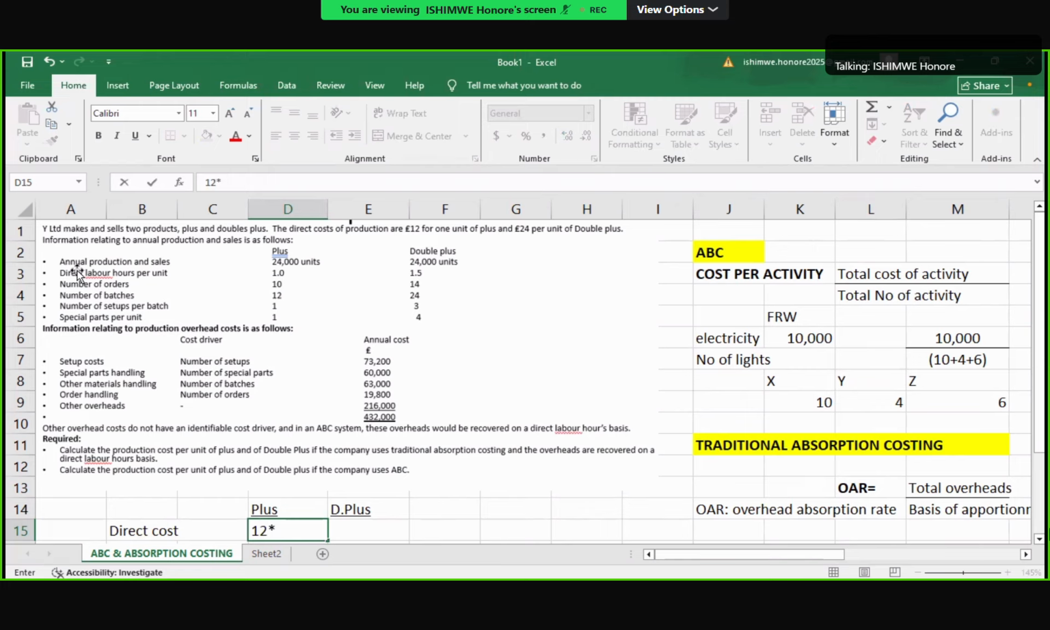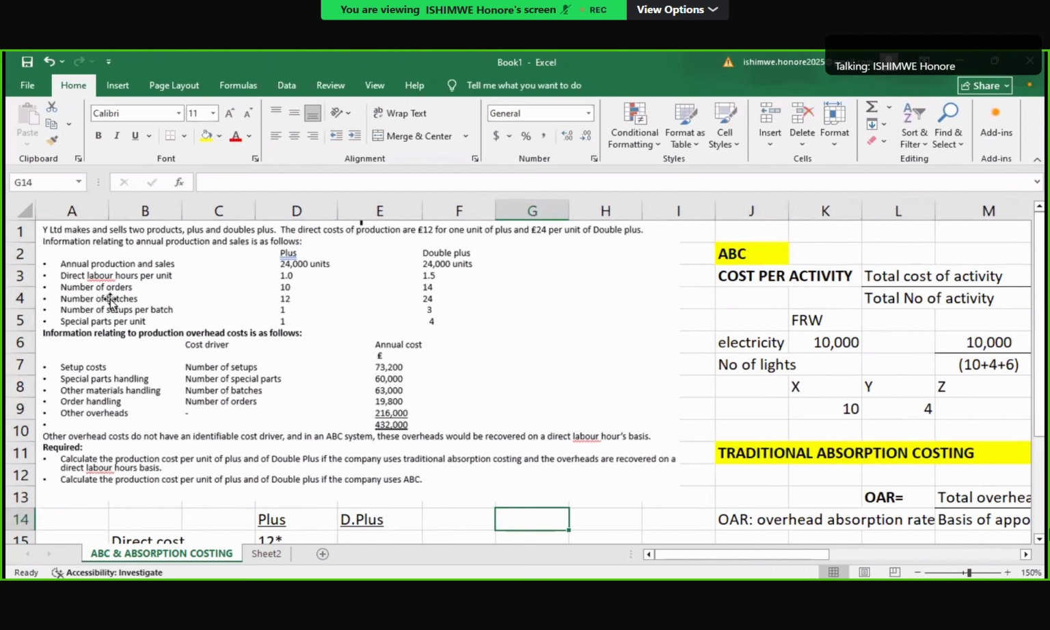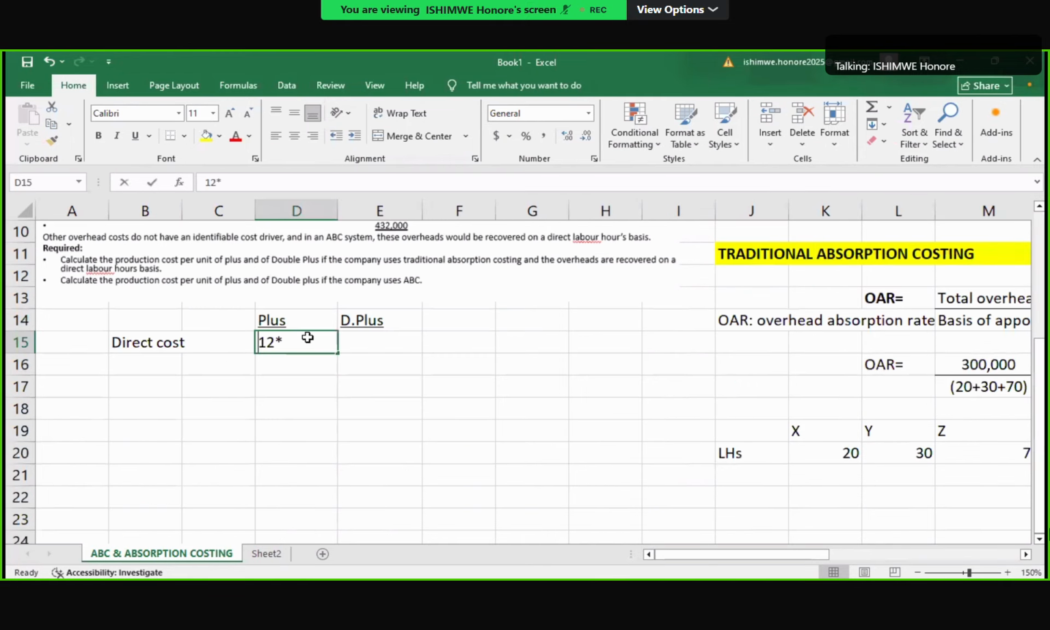You see, they say annual production and sales. Look here. I hope you can see my screen. Let me try to increase it. Okay, you can see my screen. Annual production and sales is 24,000 units. So let me multiply by 24,000, so I can determine the total direct cost for the whole production.